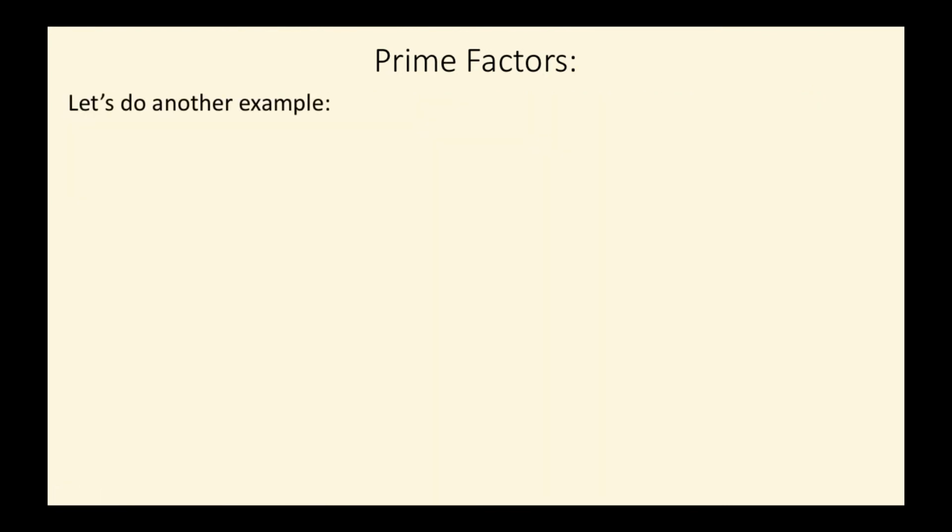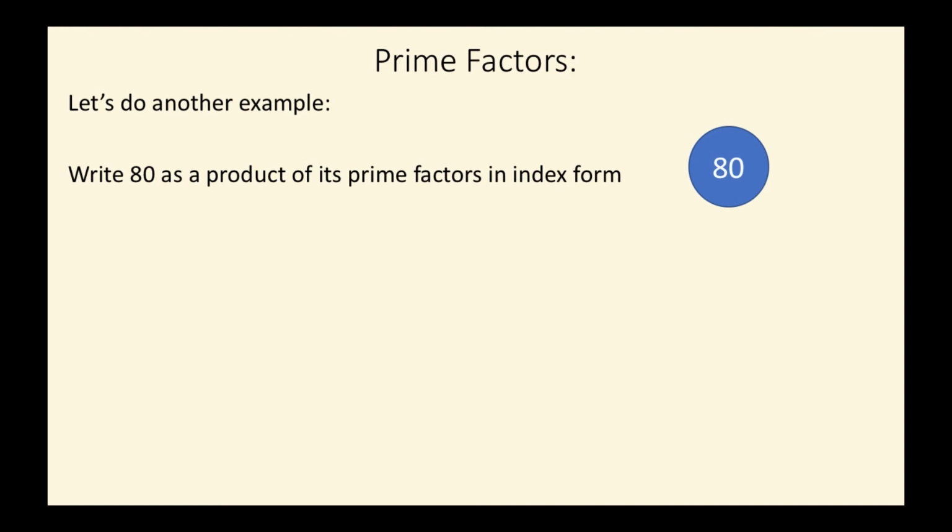Alright, let's do another example. Write 80 as a product of its prime factors in index form. So we take our 80. Now 80 is quite easy. We can either divide by 2, giving us 40 and 2. But a really quick way to make that smaller is to divide by 10. Because this 80 ends in 0, I know that 10's go into it. 10, 20, 30, 40, 50, 60, 70, 80. So I'm going to divide by 10. 8 times 10 makes 80.